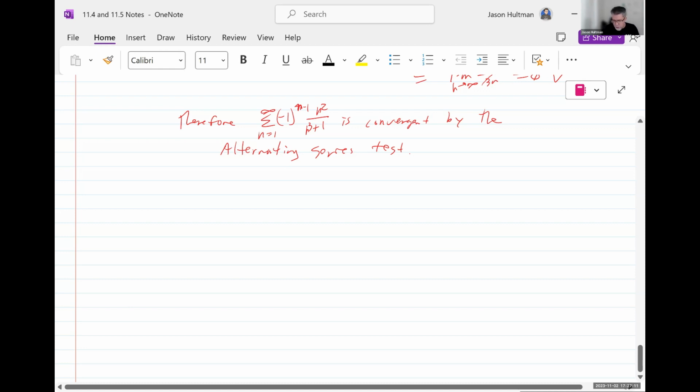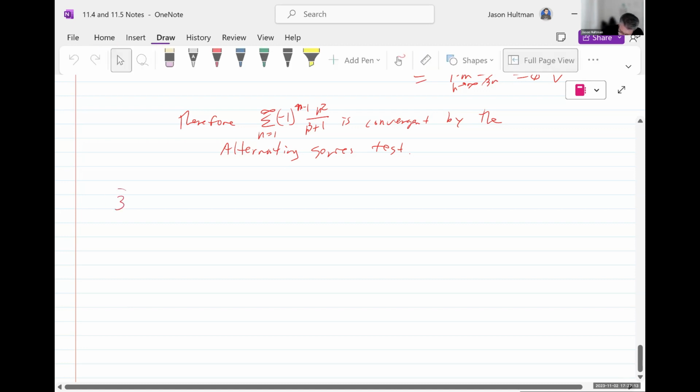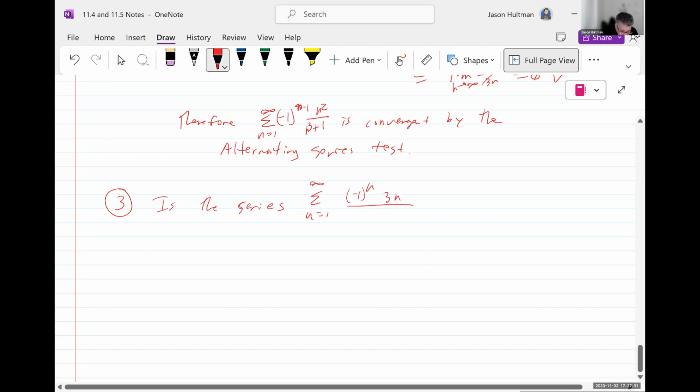So let's do another example here. Example 3. Is the series the summation n equals 1 to infinity of -1 to the nth power 3n all over 4n minus 1 convergent? We want to see, does this thing converge?